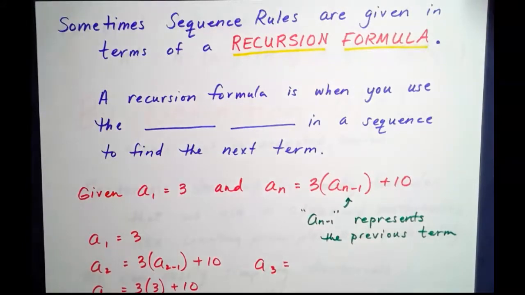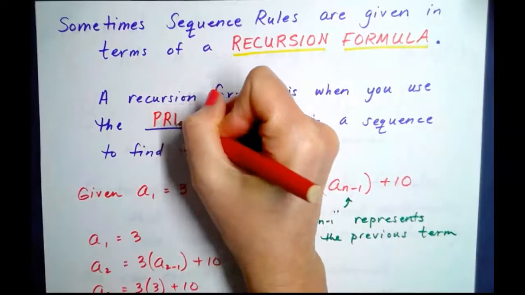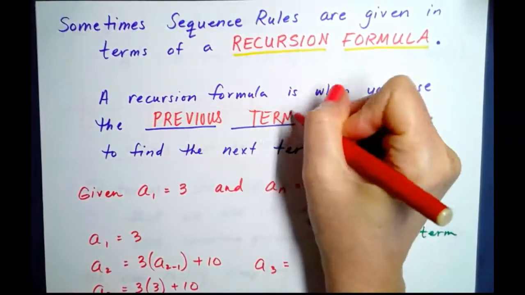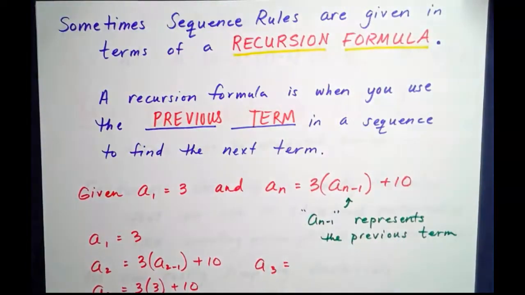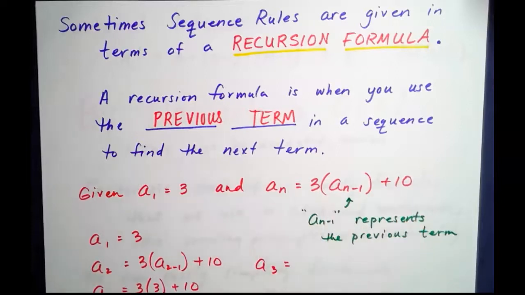Sometimes sequence rules are given in terms of a recursion formula. A recursion formula is when you use the previous term in a sequence to find the next term. So a sub n minus 1 represents the previous term in this recursion formula.